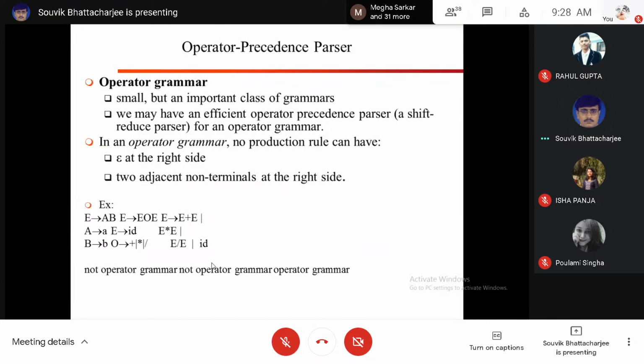Now see operator grammar or operator precedence grammar. What is operator precedence grammar? It's a small but important class of grammars. We may have an efficient operator precedence parser, which is a type of shift reduce parser, for an operator grammar. In an operator grammar, no production rule can have epsilon on the right hand side or two adjacent non-terminals on the right hand side.